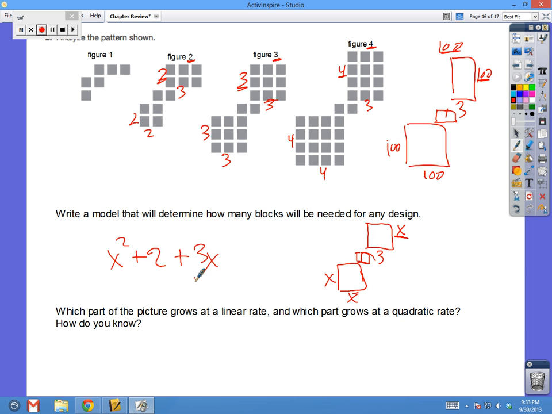Now which part of the picture is growing at a linear rate and which one's growing at a quadratic? The linear rate is the upper portion, because the width never ever changes. It's always going to be 3. From picture to picture, it's only changing in one dimension. It's only getting taller. The quadratic rate is going to be the bottom, the square, because from picture to picture it gets wider as it gets taller.